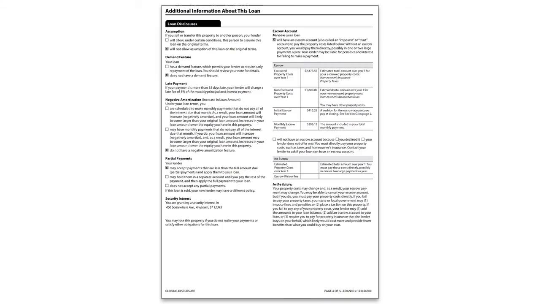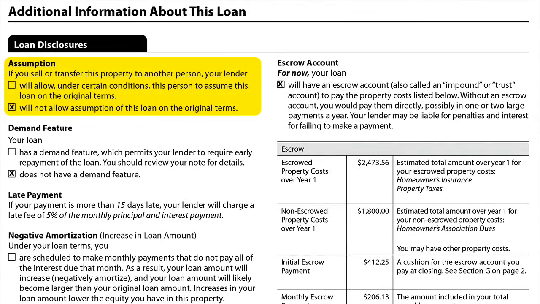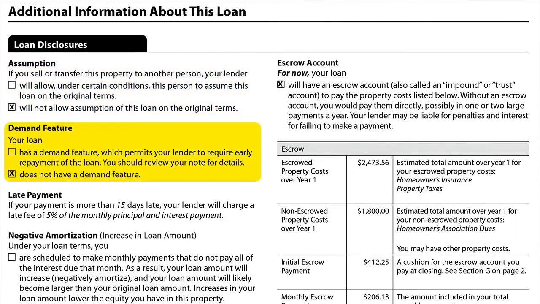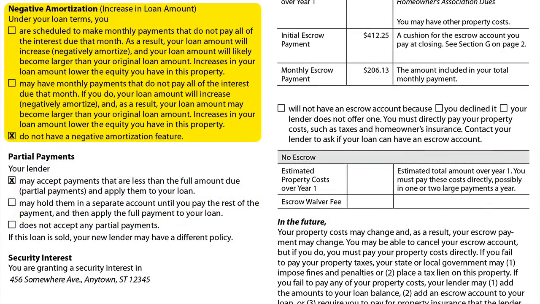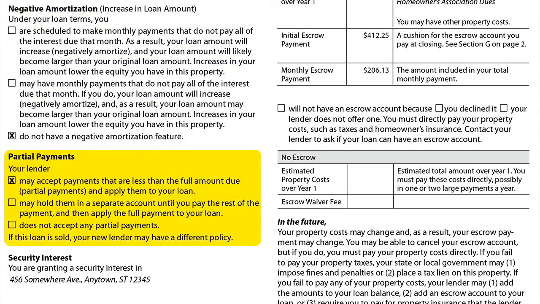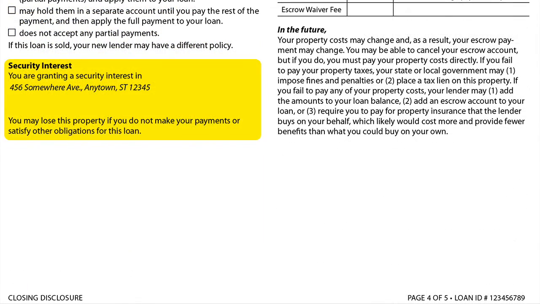Page 4 of the CD covers loan-centric disclosure information, including whether the loan may be assumable, whether the loan has a demand feature, whether the loan has a late payment fee, and if so, when that would be imposed, or how the amount of the fee will be calculated, whether the loan has a negative amortization feature, whether the lender will accept partial payments. It reminds the borrower that the lender will have a security interest in the real property until the loan is paid off.